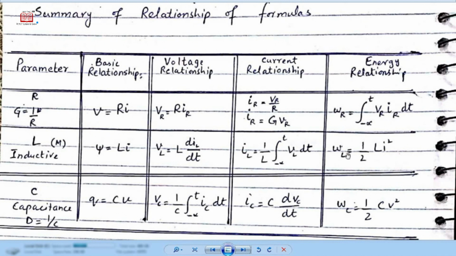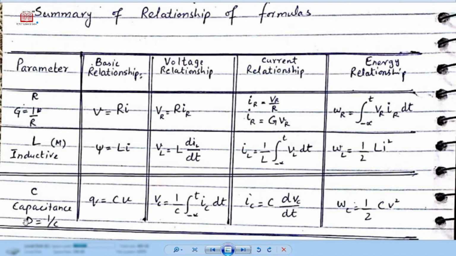So this is the best way to memorize. W is equal to 1 over 2 Li square. So this is the third and last formula. Same is the case for the energy formula, 1 over 2 Li square, and L is representing the inductive parameter. Here is the energy for the case of the capacitance.